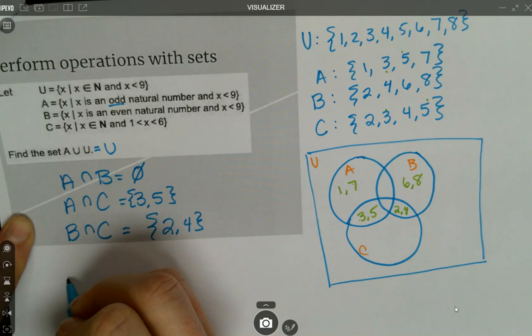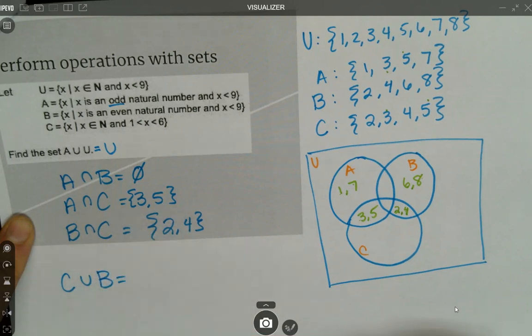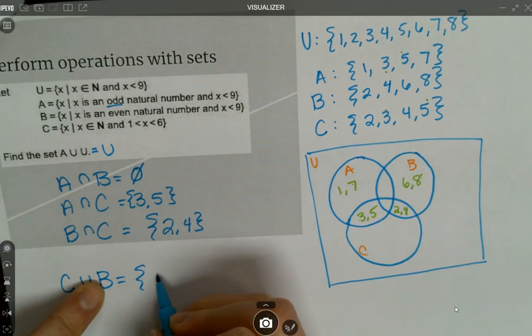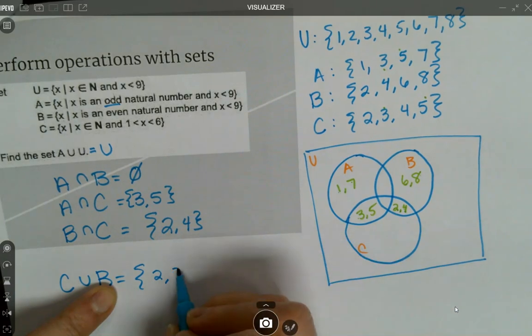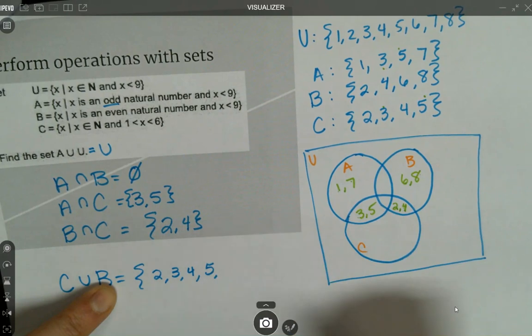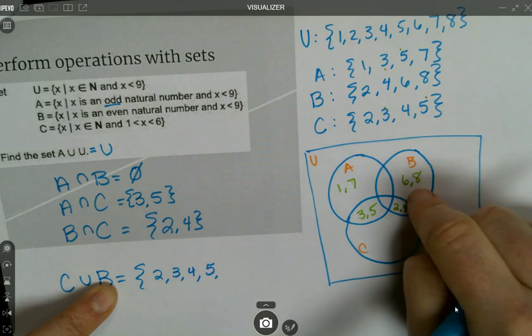Let's do C union B. That would be everything in C and B. So that would include 2, 3, 4, 5, and then also 6 and 8.